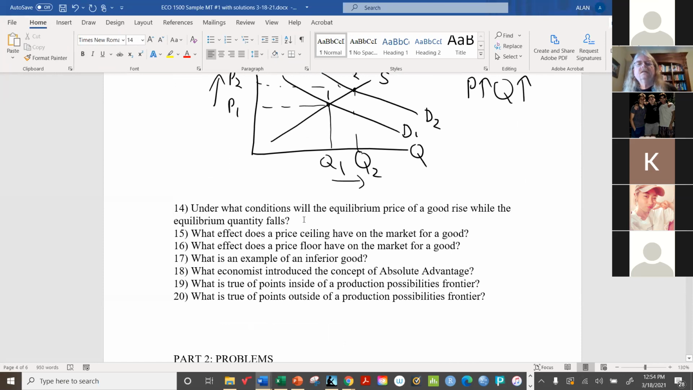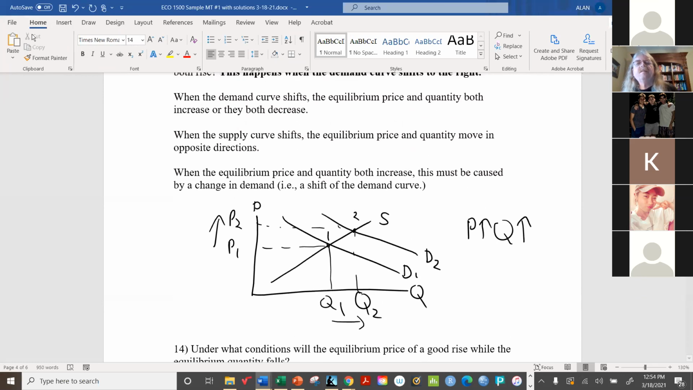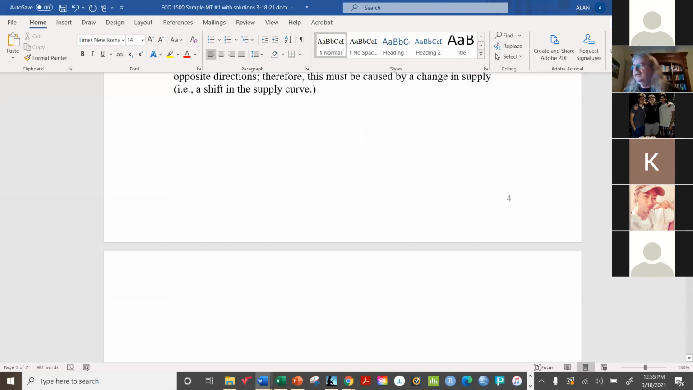Now, with this one, it says, under what conditions will the equilibrium price of a good rise while the equilibrium quantity falls? Well, based on what I said up here, when the supply curve shifts, the equilibrium price and quantity move in opposite directions. Therefore, this must be caused by a change in supply. Again, that means a shift in the supply curve. The question is which way? Did it shift to the right or to the left? All right, well, let's try a graph.